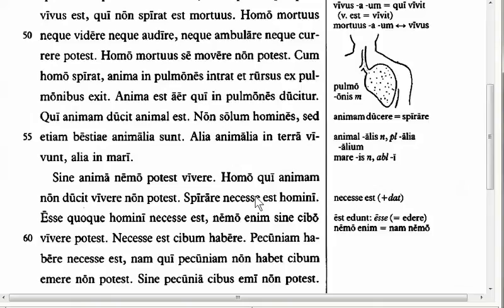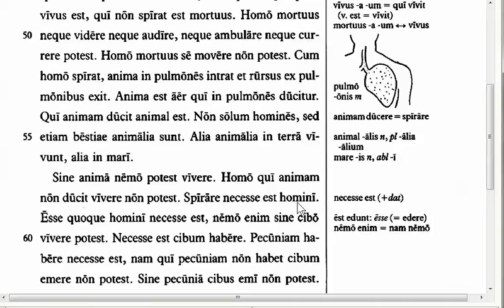And then the other feature in this sentence is we have homini in the dative case from homo, hominis. So to or for a person. This is called the dative of interest. It's that specific name with respect to, or because of, the interests involved, because of the need to breathe. We call this the dative of interest.